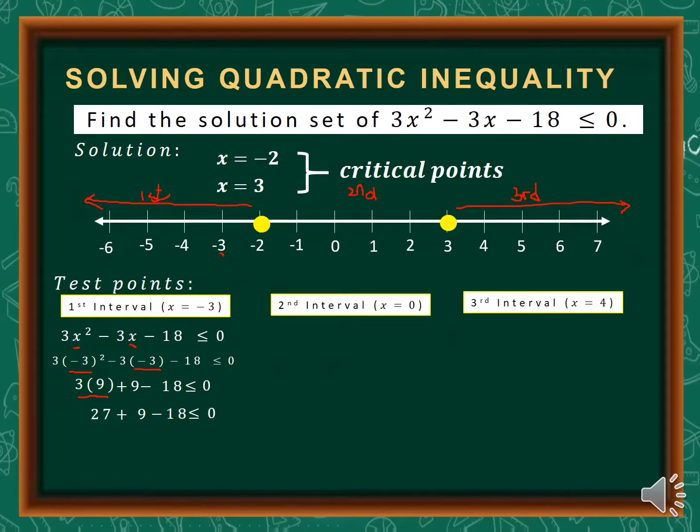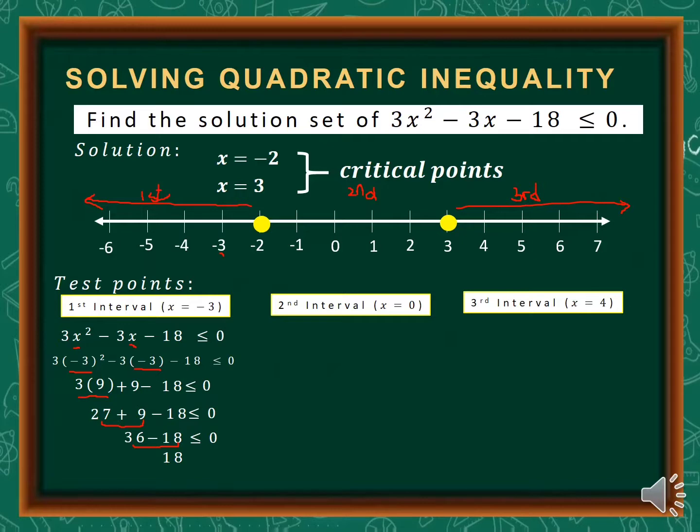Now, i-simplify natin ang 27 plus 9. What is the answer? Correct. 36 minus 18 is less than or equal to 0. And 36 minus 18 is equal to 18. So, 18 is less than or equal to 0. Okay, natapos na natin. 18 is less than or equal to 0.